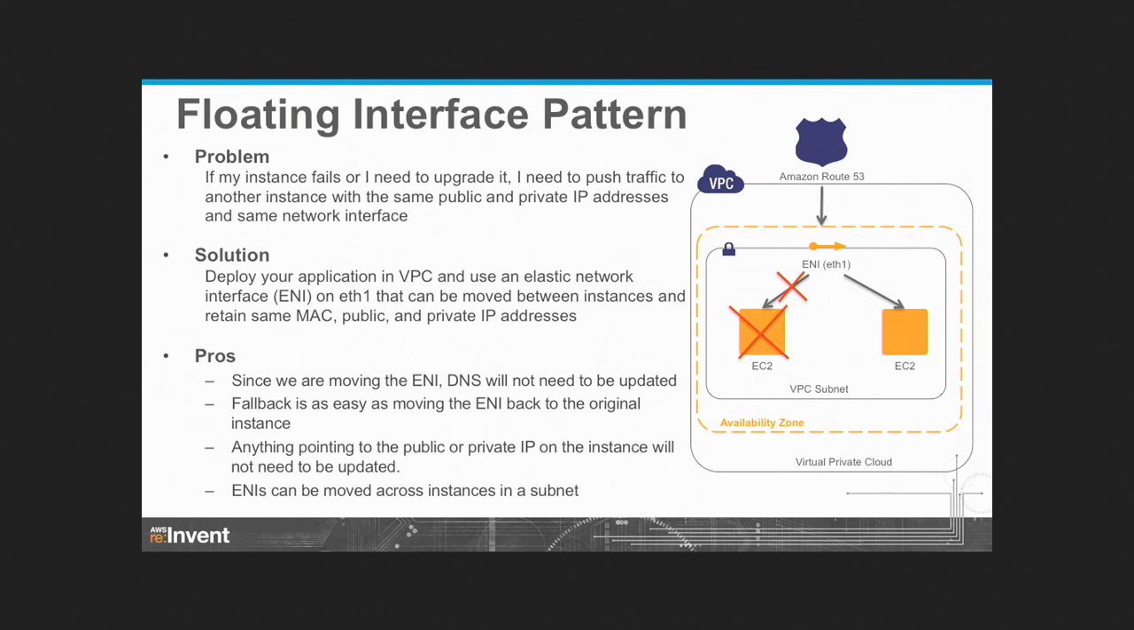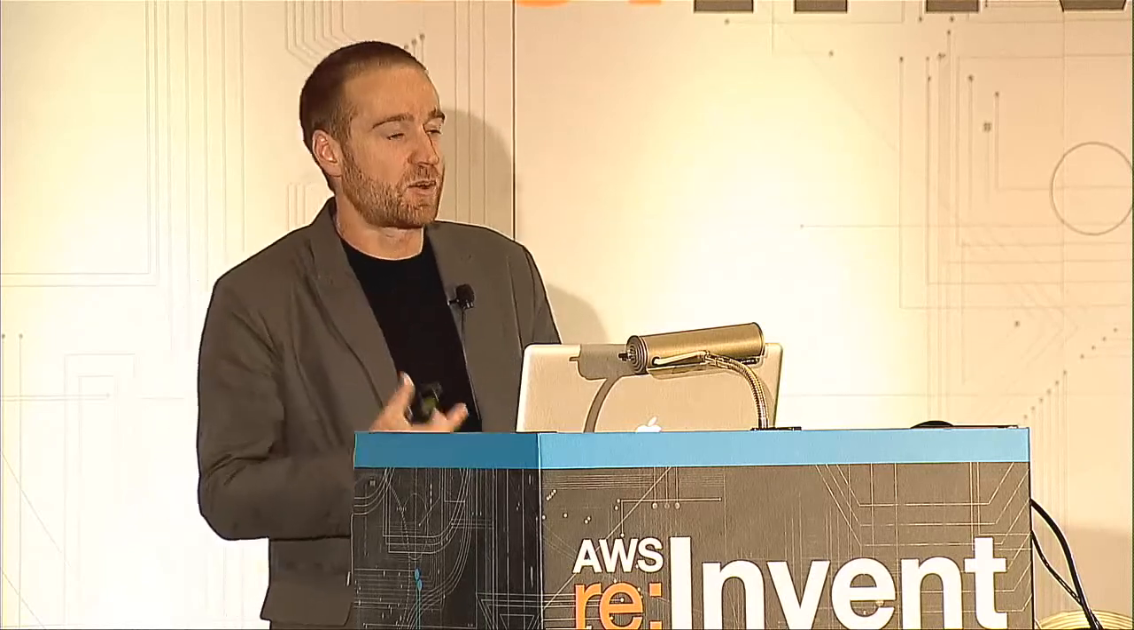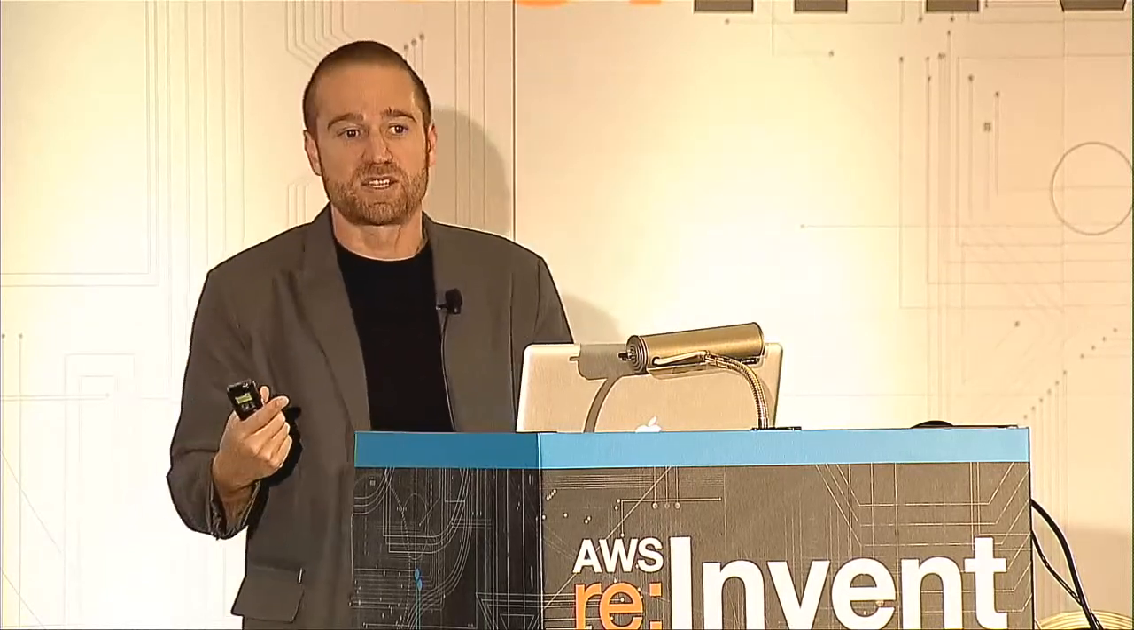Or this could also just be used for upgrades as well. But I've got the ability to define an interface called an elastic network interface. When I launch an instance, it's always going to have an Ethernet 0, and that's not movable between instances. But if I attach an Ethernet 1 or an Ethernet 2 interface and create an elastic network interface and attach it to my EC2 instance, I can actually move that within the subnet to another instance.